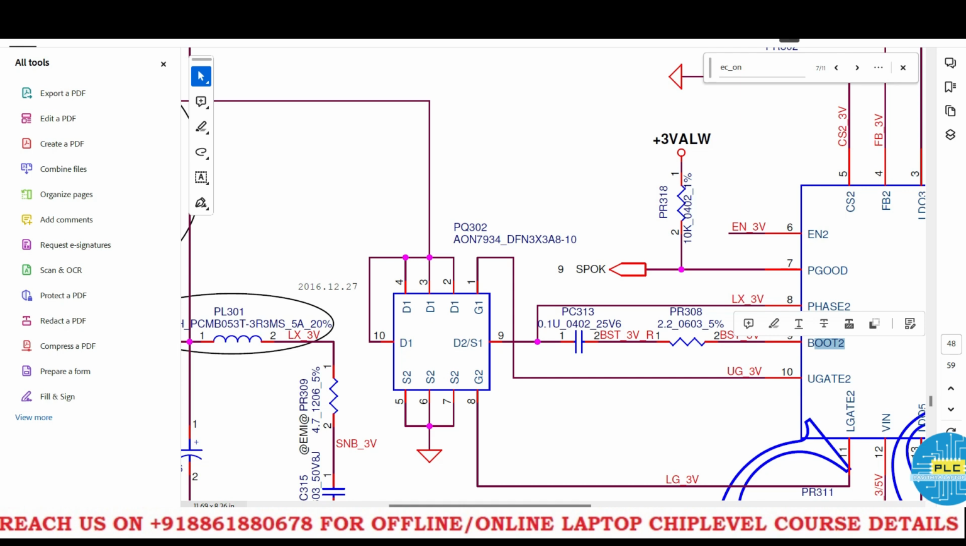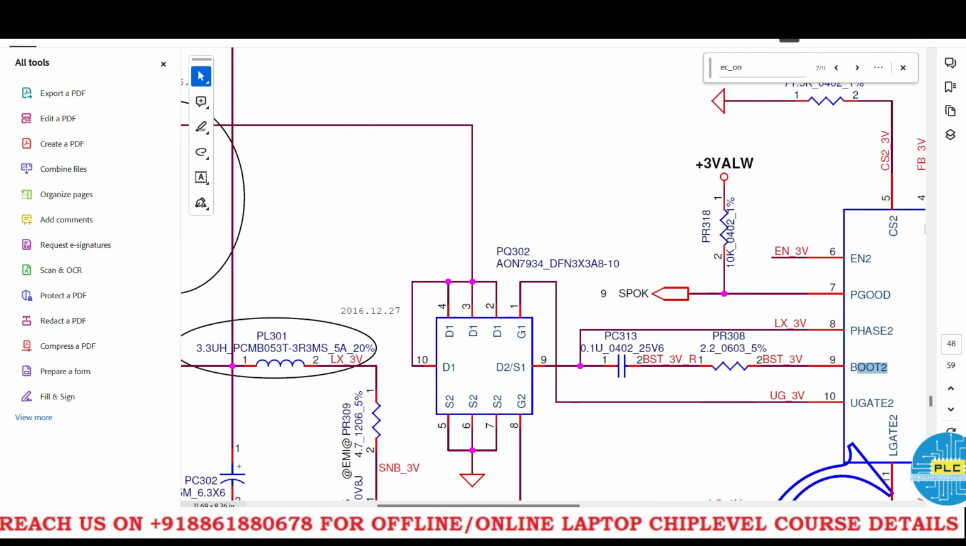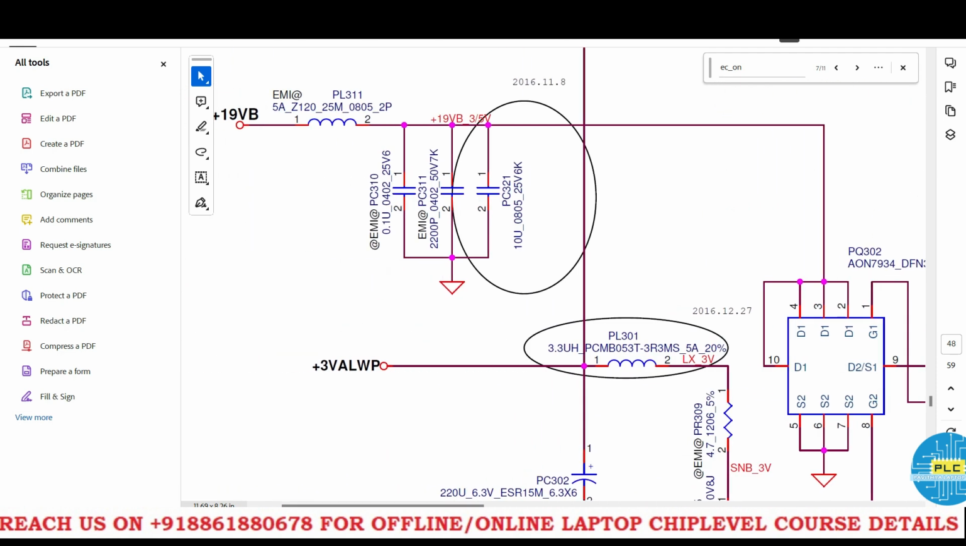One more dual MOSFET is here. Once it receives the drain voltage from the 19 volt supply, it will start the action. What is that? Step down buck converter. 3 volts always it will generate through this coil. Here till here you will get the signals.